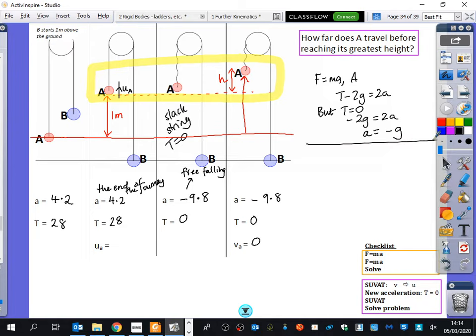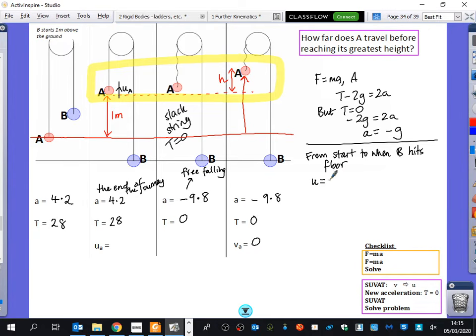So I'm going to draw a line here, and we're going to do Suvat from, and you could either do the speed of b when b hits the floor, because the speed when b hits the floor is the same as the a is moving upwards. So we're going to think about from the start to when b hits the floor.